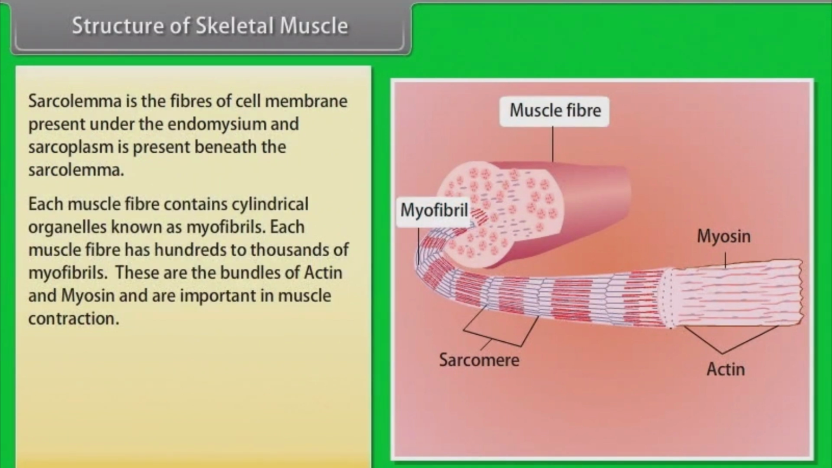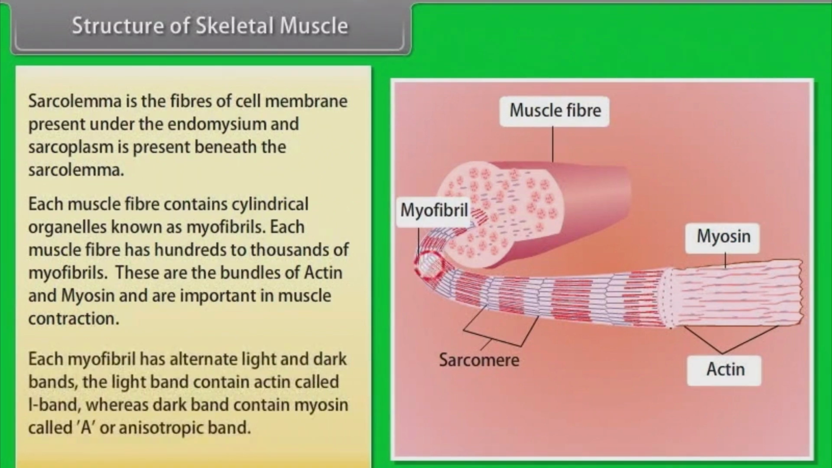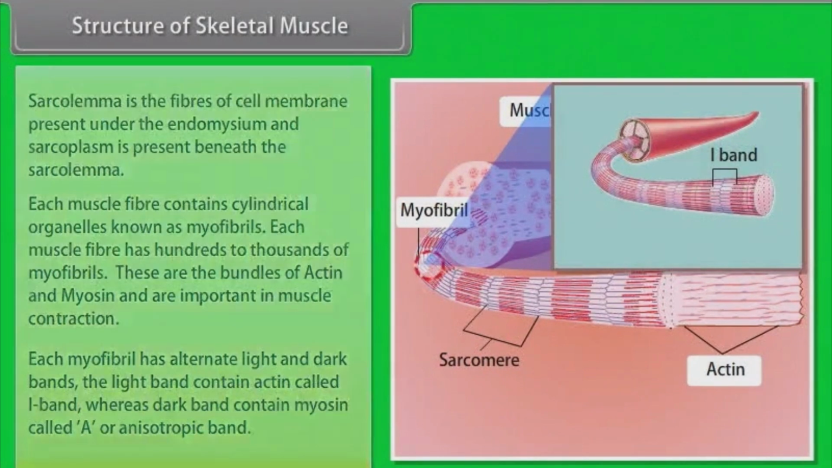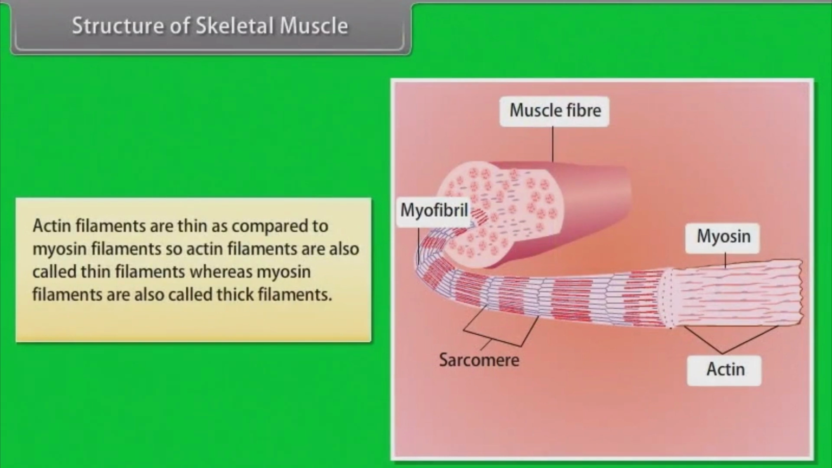Each muscle fiber has hundreds to thousands of myofibrils. These are the bundles of actin and myosin and are important in muscle contraction. Each myofibril has alternate light and dark bands. The light bands contain actin, called I band, whereas the dark band contains myosin, called A or anisotropic band. Actin filaments are thin as compared to myosin filaments, so actin filaments are also called thin filaments, whereas myosin filaments are also called thick filaments.